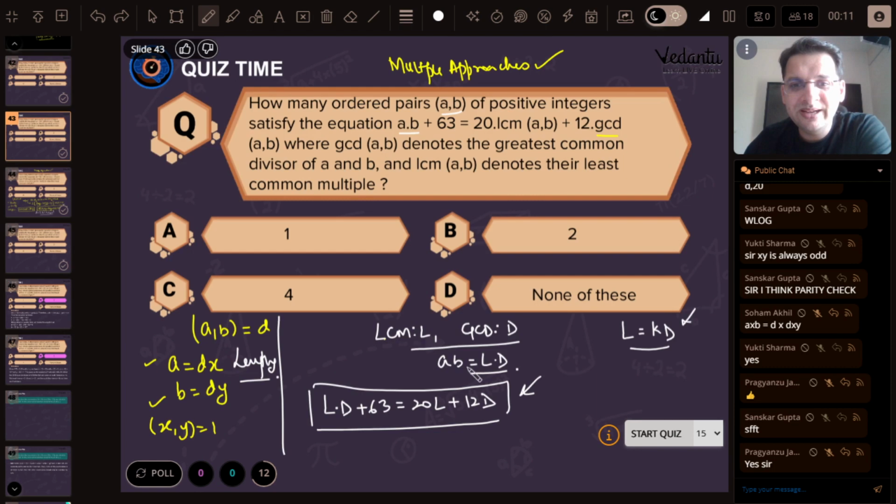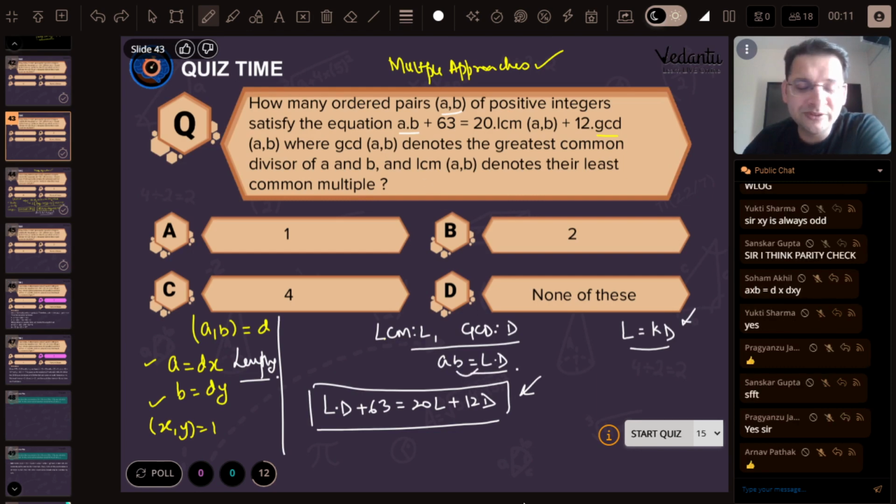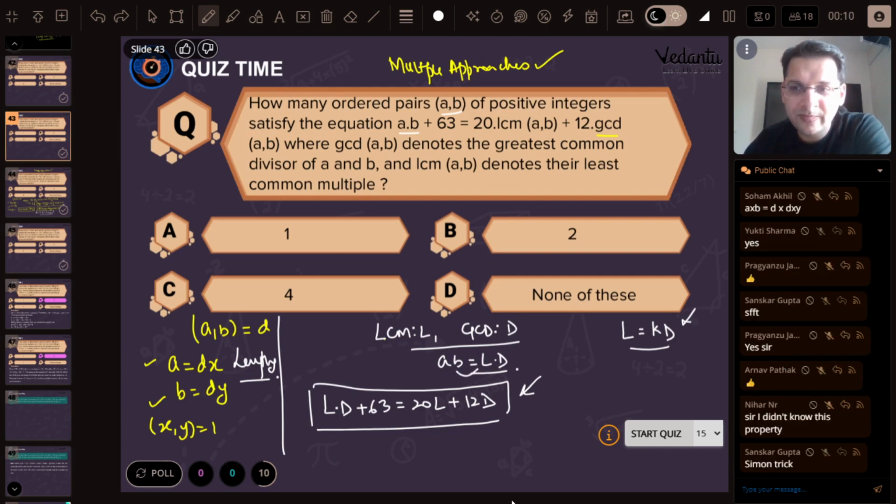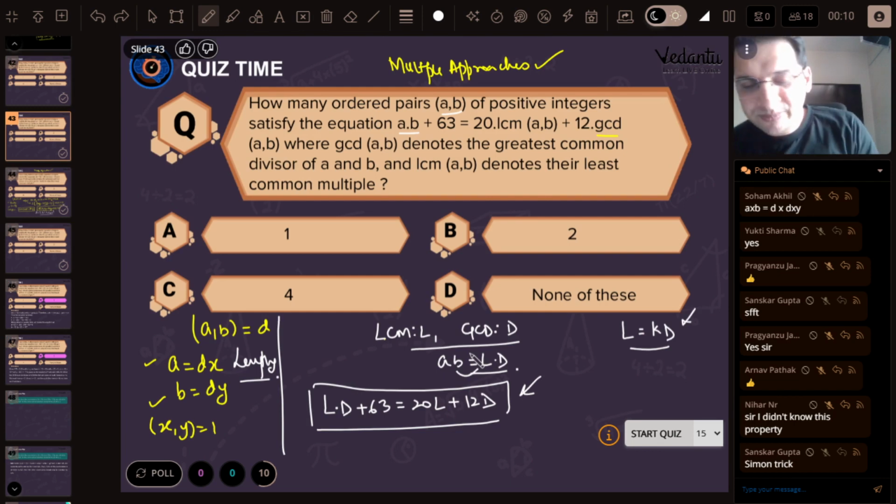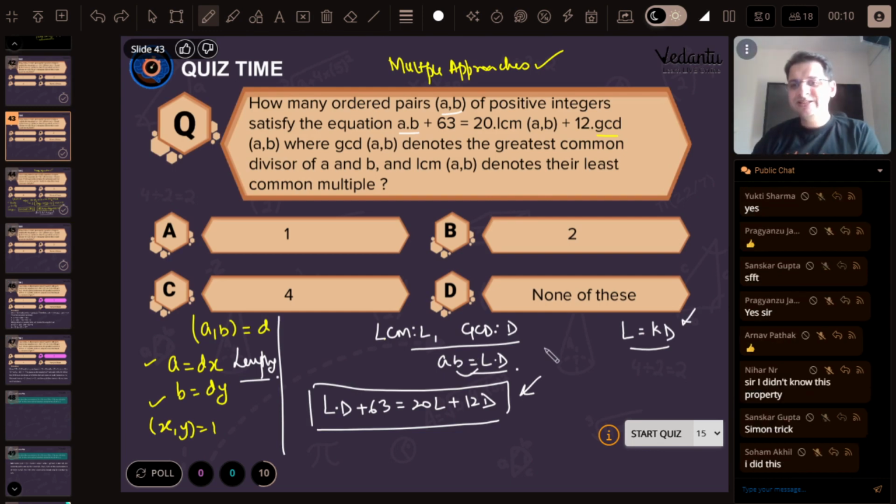A into B is clearly L into D. For two numbers, it always holds true. Nihar, for two numbers, this is what you said in class 3rd, 4th, 5th maybe. The product of two numbers is the same as the product of their HCF and LCM, no? The product of two numbers is the same as the product of the LCM and GCD.